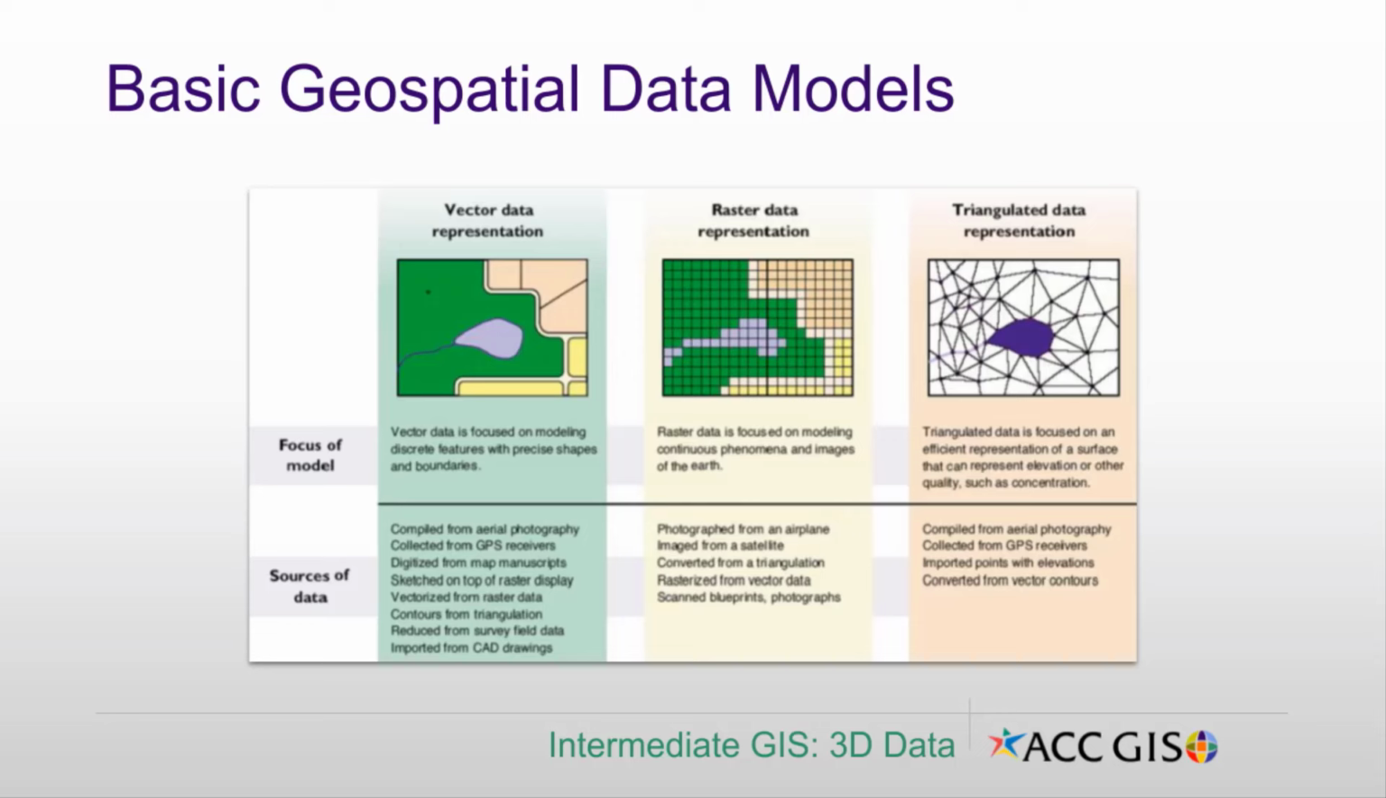Now we're going to talk about triangulated data, which is focused on an efficient representation of a surface where the Z values can represent elevation, quantity, or concentration. And if you look at the thumbnails in all three data types, they represent the same spatial extent, location, and geographic phenomena on the Earth, but they're represented in three different ways as vector, raster, and triangulated. And not one is necessarily better or worse than the other. It just really depends on what you're trying to accomplish, which data model you select.